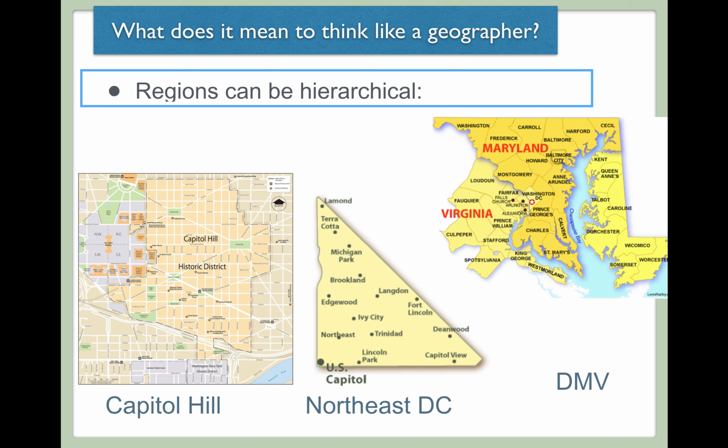Regions can also be hierarchical, right? Meaning just that same concept of ranking. We go from very specific regions to very broad regions. For example, Capitol Hill could be a region, a neighborhood in D.C. If we make that more broad, we could say that Capitol Hill is part of northeastern D.C. That too is a region. We could make it even more broad, and we could say that D.C. is a component of the DMV. So you can see that there's a hierarchy to those regions, in this case based upon the size of the region.